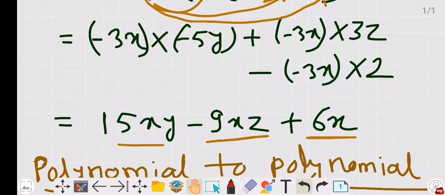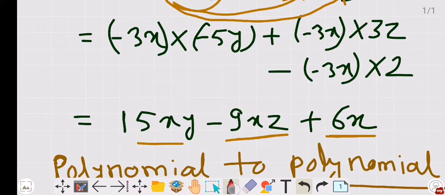Minus minus will become plus 15xy. This minus 3x and this plus sign, it will change the sign, and this will become minus 9xz, and this minus and this minus will become plus 6x.